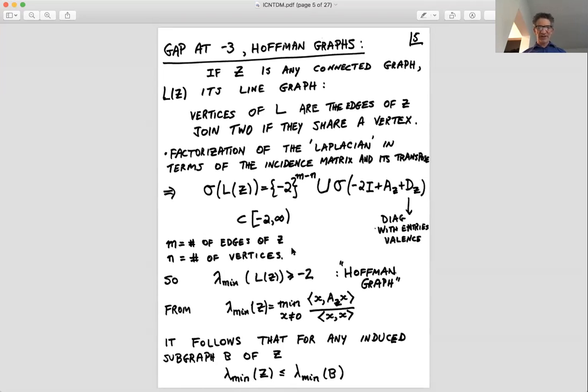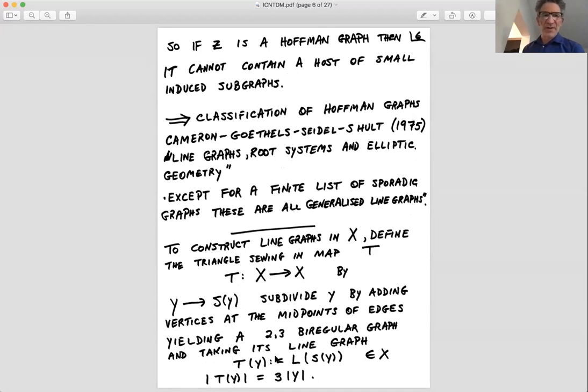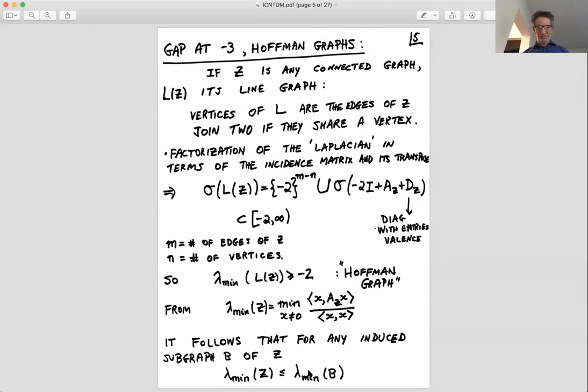And so if you want to characterize all graphs which have the spectrum starting at -2, they cannot contain any small graph B that has lambda min of B less than -2. Hoffman recognized this feature, and we'll call these Hoffman graphs. One could try to classify these graphs, which have for the adjacency matrix the spectrum starting at -2 and to the right.